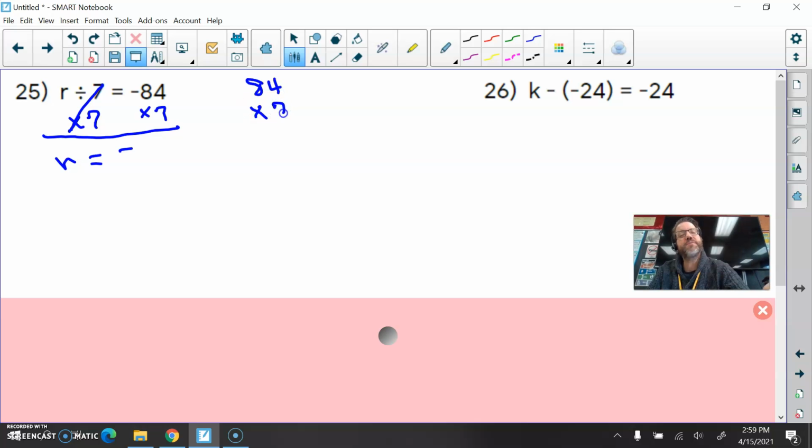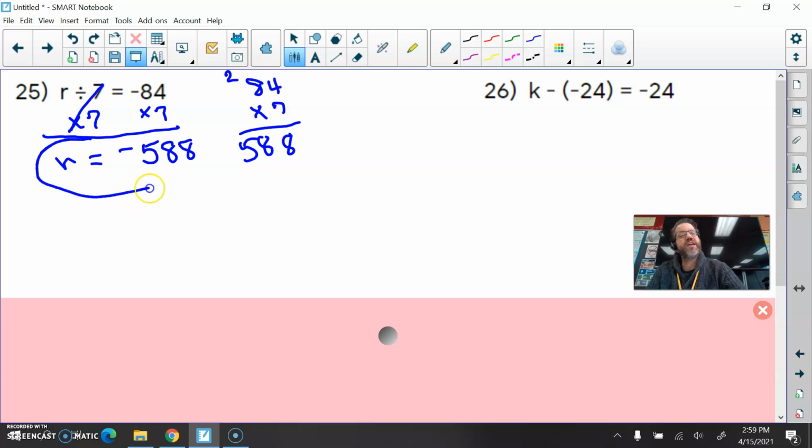Ignoring the signs because I already know it's going to be negative. 7 times 4 is 28. Carry the 2. 7 times 8 is 56. Add the 2 in, you get 58. So my answer is R equals negative 588.